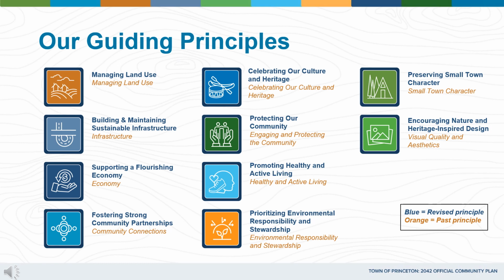Blue represents the updated guiding principles found in the draft 2042 OCP, while orange text represents the past principles found in the 2008 OCP. One major change to note is engaging and protecting the community has now become just protecting our community. Engagement policies have been taken out and placed instead in fostering strong community partnerships. Further, visual quality and aesthetics has now become encouraging nature and heritage-inspired design to better align with community wants on preserving a small mountain town identity.